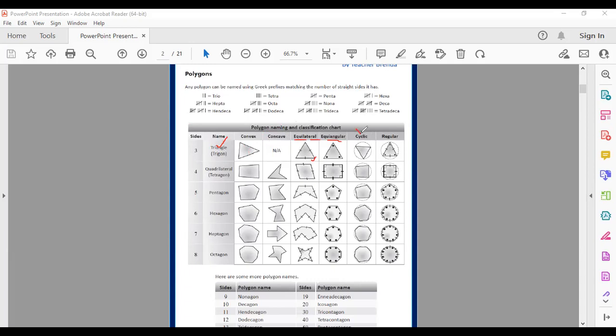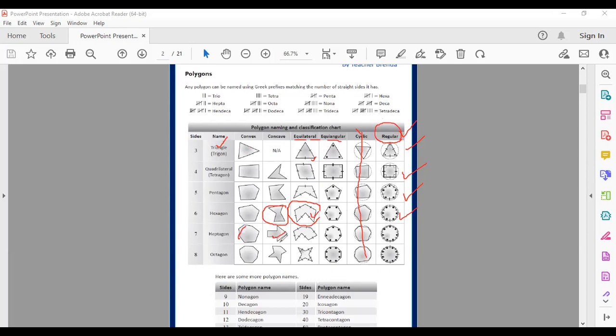Cyclic is not in your scope. You don't have to remember. Fine, forget about all this. If it's regular, this is called an equilateral triangle. This is called a square. This is called a pentagon. All the sides are the same. This is called a hexagon. But a shape like this is also a hexagon. A shape like this is also a hexagon. This is an equilateral hexagon. But if all the sides and angles are the same, like this, you call it a regular hexagon.